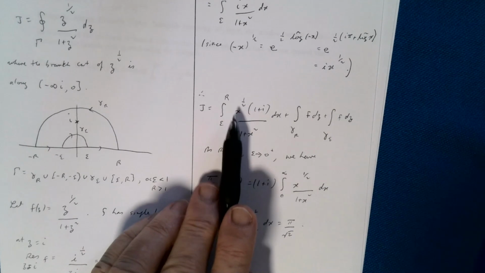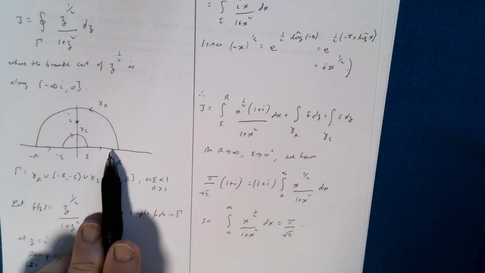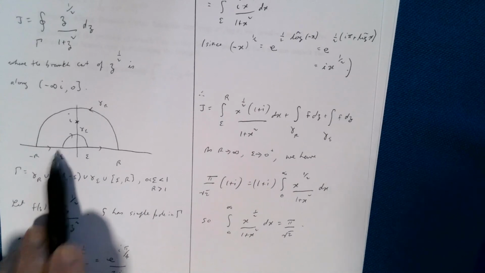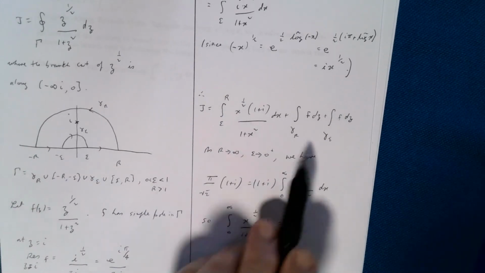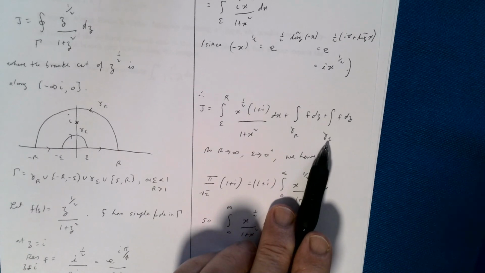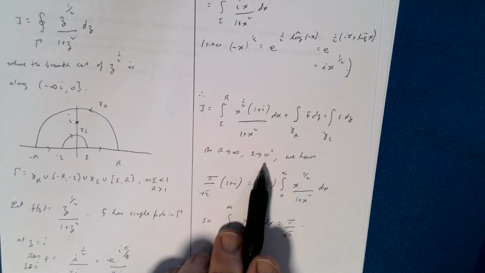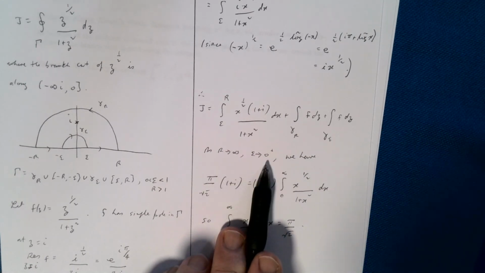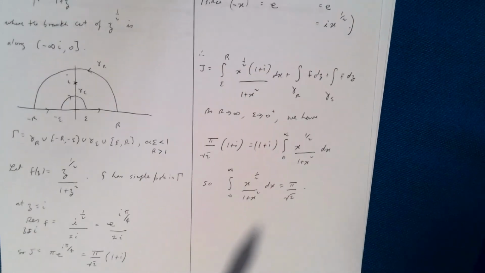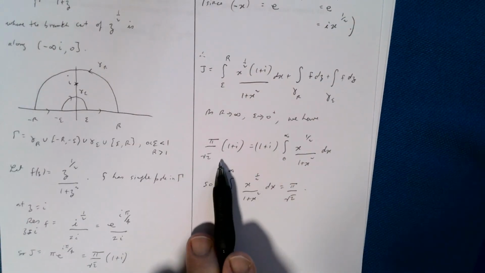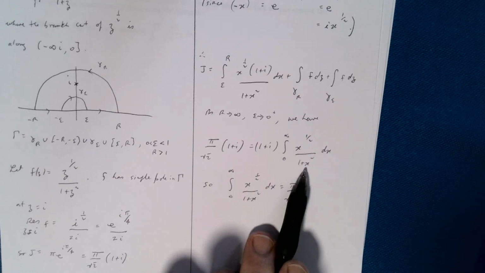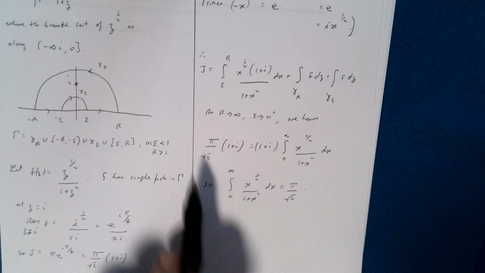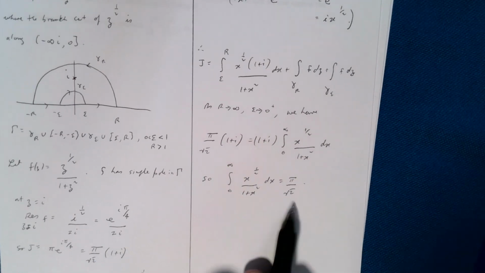So J is the integral we started with, that's the bit along here, that's going to be x to the half, plus the bit along here, which was i times x to the half, plus the two semicircular integrals, and these go to 0 as R goes to infinity and epsilon goes to 0 from above. Finally then, this is the value we worked out before for J, and that's got to equal 1 plus i times this integral we're looking for, and if you just cancel both sides you get the nice result here that this is equal to pi on root 2.